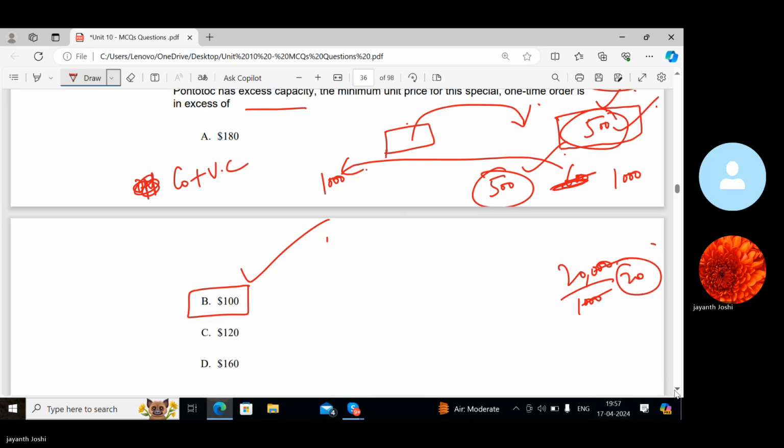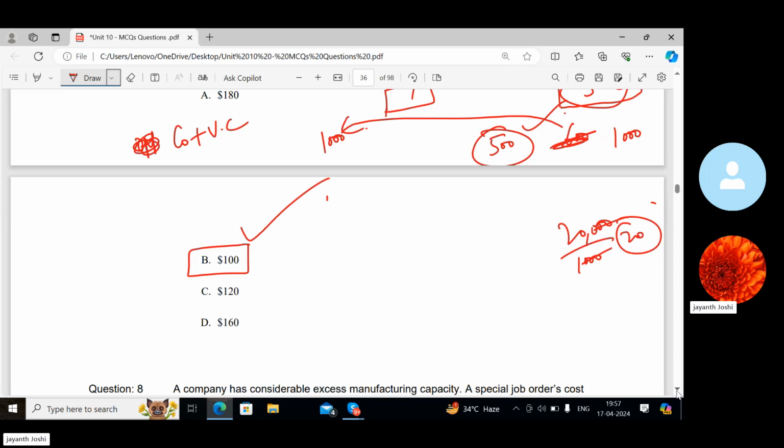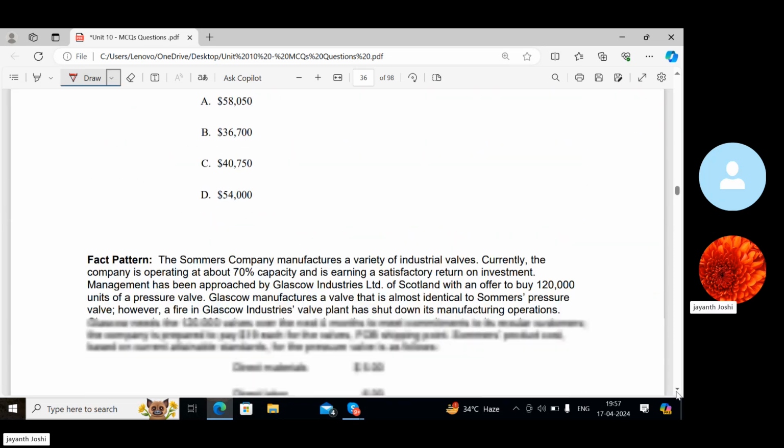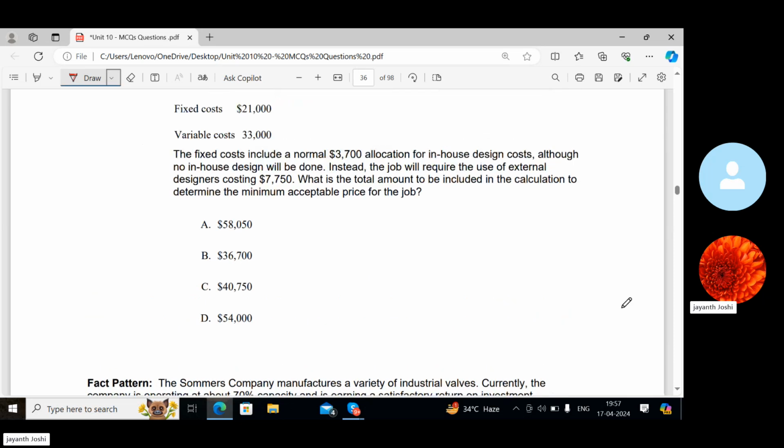Understood? We have excess capacity, so we didn't take opportunity cost. No need, we are not diverting anything. Within that capacity only we are fulfilling this order also. This is the last question we'll do for the day.